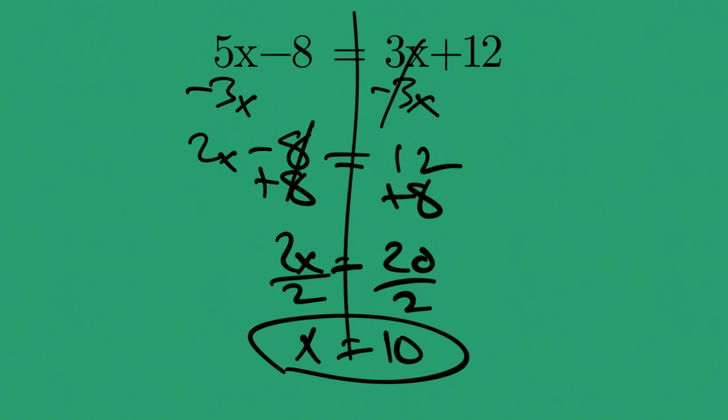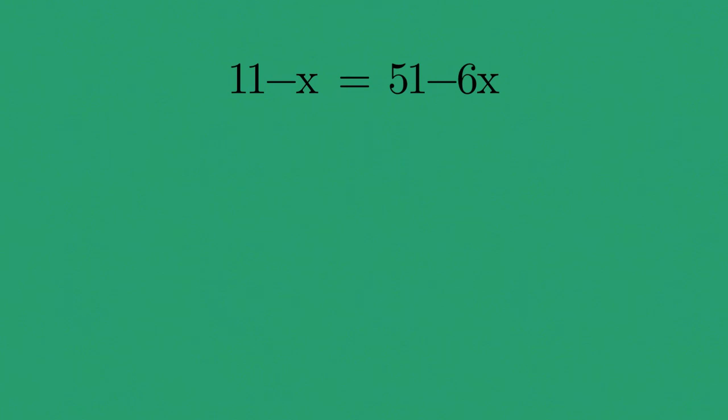Okay? Any questions here with this example? We okay with all this? Okay. All right. Next one. Here we go. 11 minus x equals 51 minus 6x.